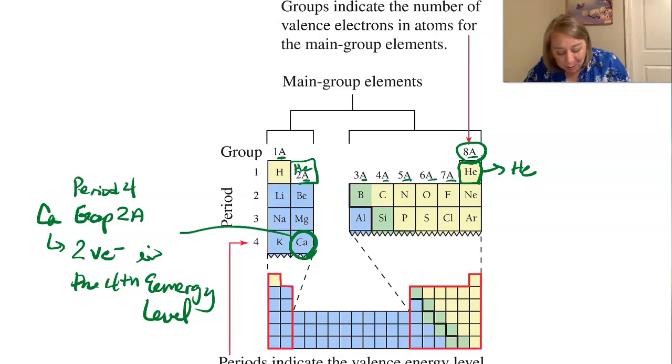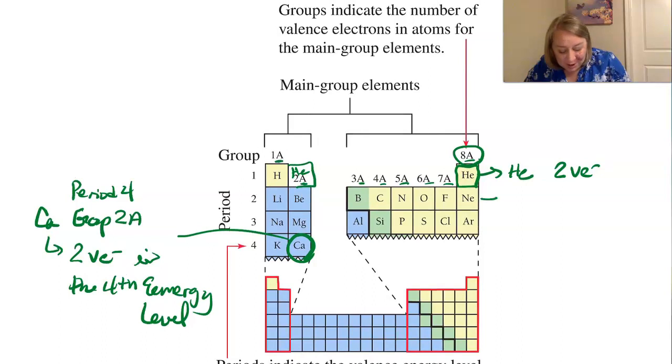So helium only has 2 valence electrons, but those 2 valence electrons complete the first energy level. So it's very, very stable. If you have your outer valence shell full, you're super stable and very unreactive. So helium is stable. Hydrogen is not. If you go down, neon now is going to have 8 valence electrons.